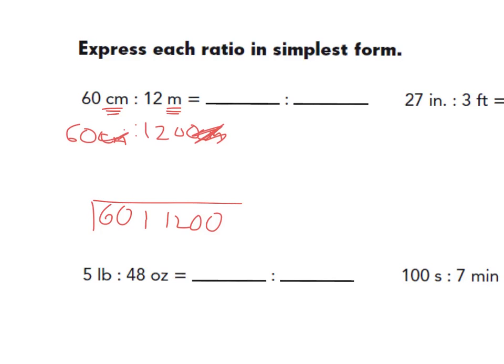I can drop the centimeters and just compare 60 to 1,200 and then try to put them in simplest form. I could divide them both by 60, and that'll give me 1 here. And the next one divided by 60 becomes this. And that is simplest form, 1 to 20.